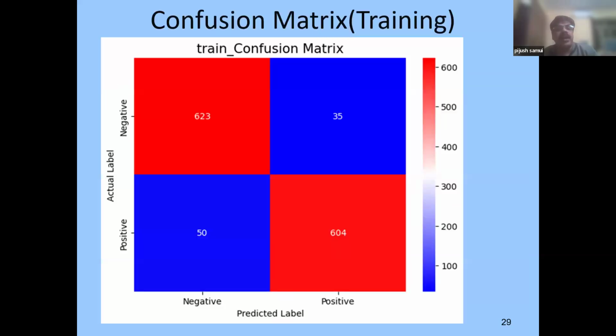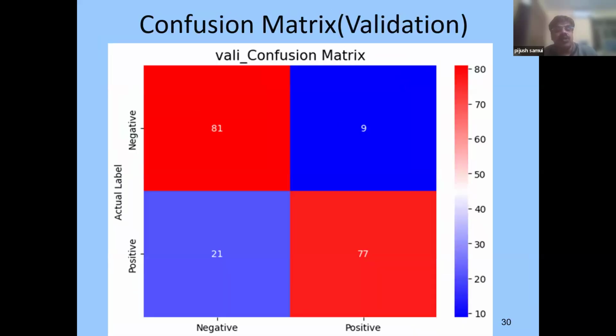Here also a confusion matrix has been developed, and if you look at it, there is a huge change in the performance. Previously, the false positive, that means when the actual result is positive and the predicted value is negative, was almost 1, but here it is 50. So there is a huge difference in the result. Similarly, for the validation also there is a difference.